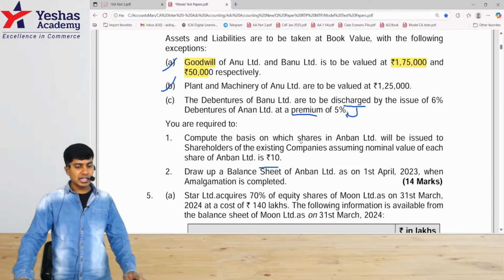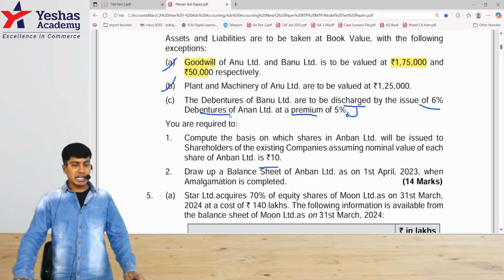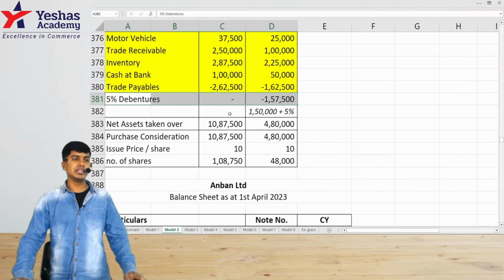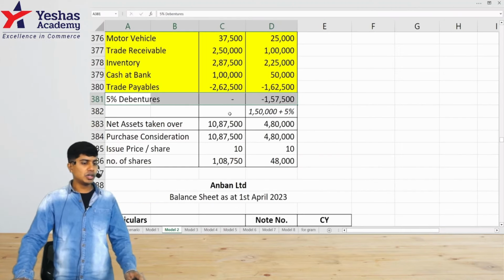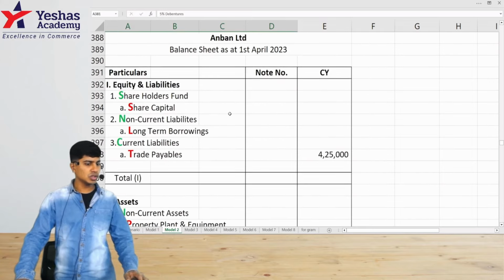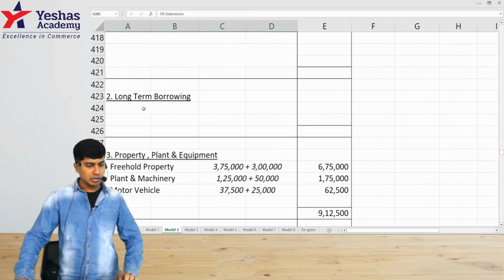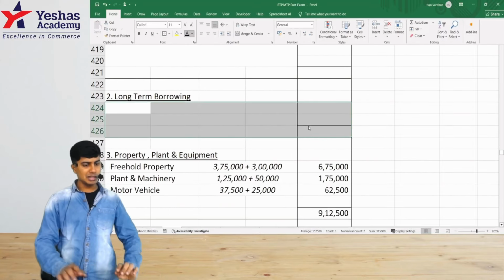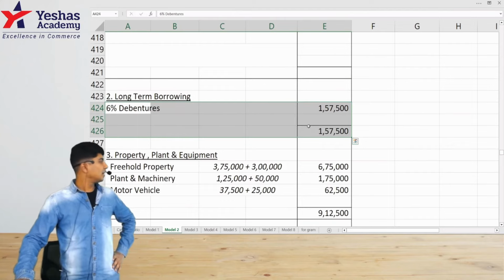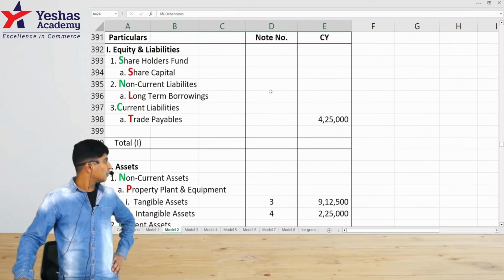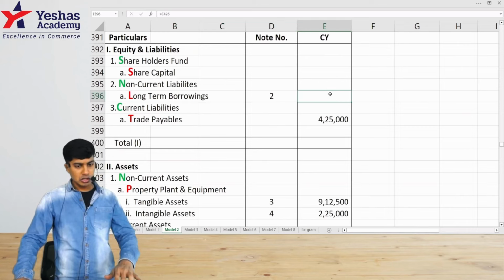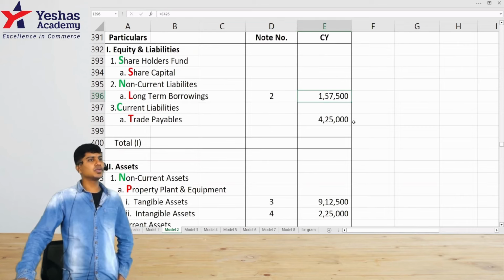One second. How did we settle them? We issued them 6% debentures. Right? 6% debentures 157,500. Don't write it as 5% debentures. Understood? Long term borrowing. I would write 6% debentures 157,500. And the same would come to our balance sheet. Long term borrowings 1,57,500. Okay.